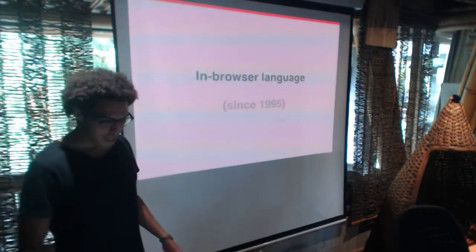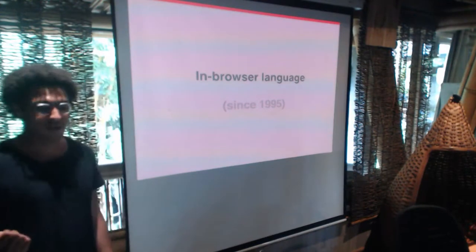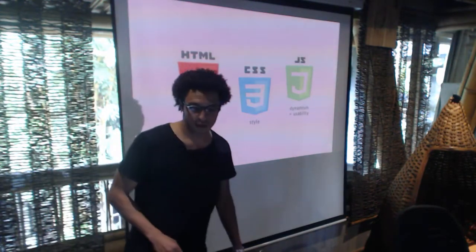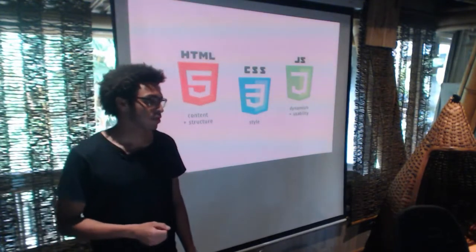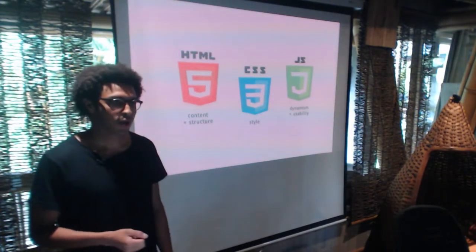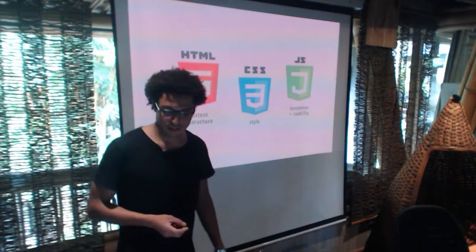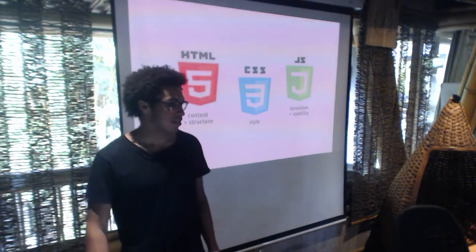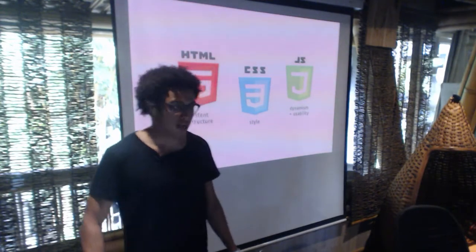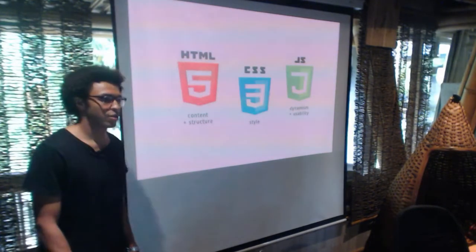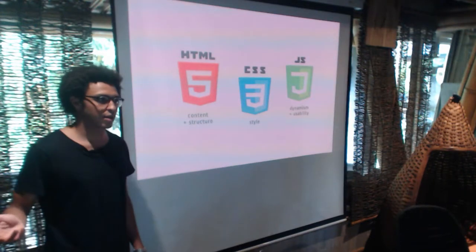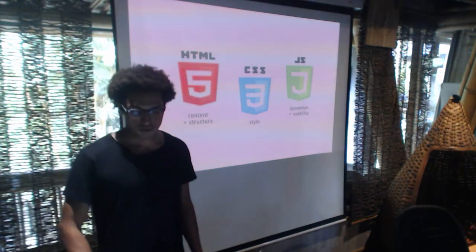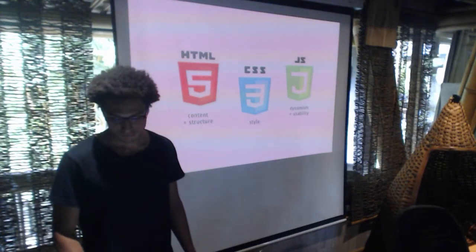It's an in-browser language. Next to HTML and CSS, they're the only languages that your browser understands. HTML is for the content and the structure. It stands for Hypertext Markup Language. CSS is styling, so making it look pretty. It stands for Cascading Style Sheets. And then JavaScript is dynamism and usability. Using JavaScript, we can dynamically update, add, and remove content in the browser and in our HTML documents.